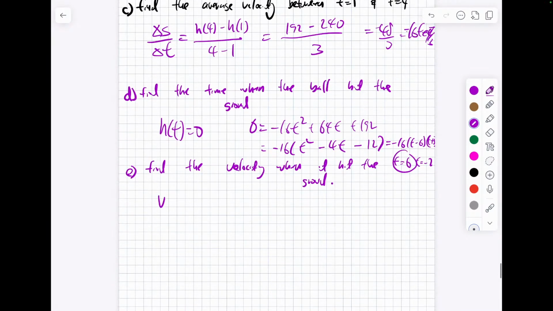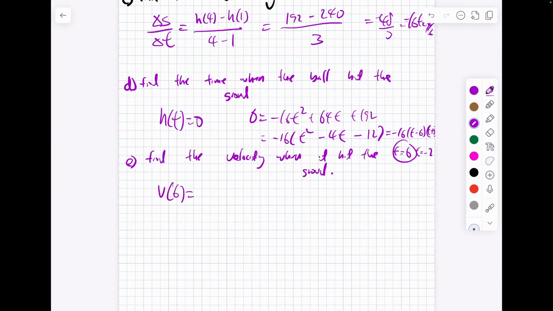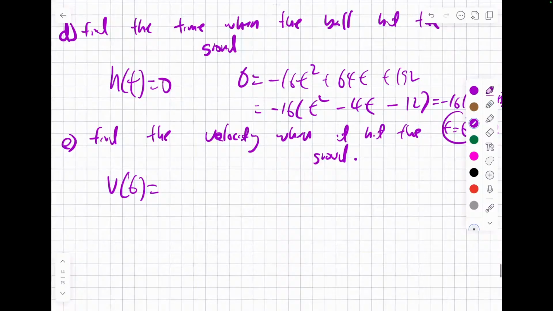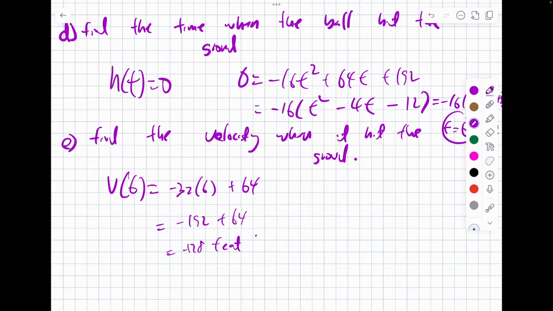So now I'm going to plug in 6 in here. So therefore, it's just going to be negative 32 times 6 plus 64, sorry. So that's equal to negative 192 plus 64. That's equal to negative 128. So the negative 128 feet per second, that's roughly 83 miles per hour. So that's when the ball hit the ground. When the golf ball hit the ground.